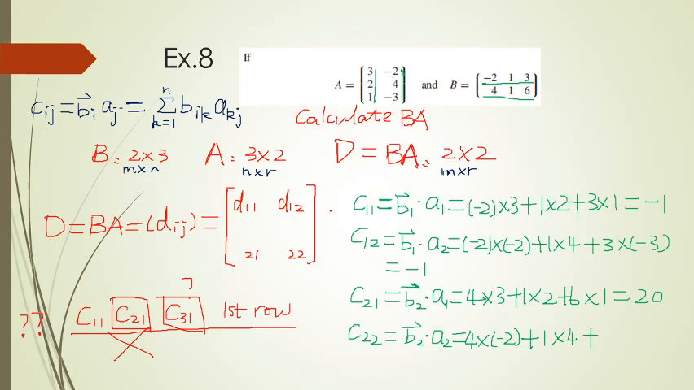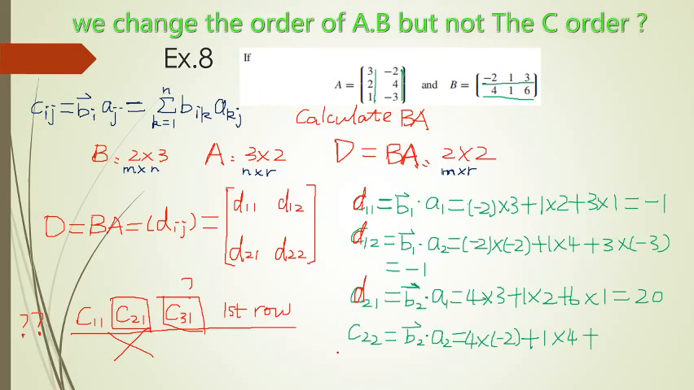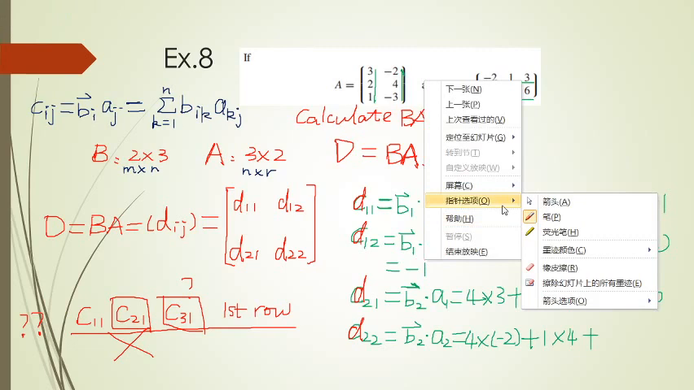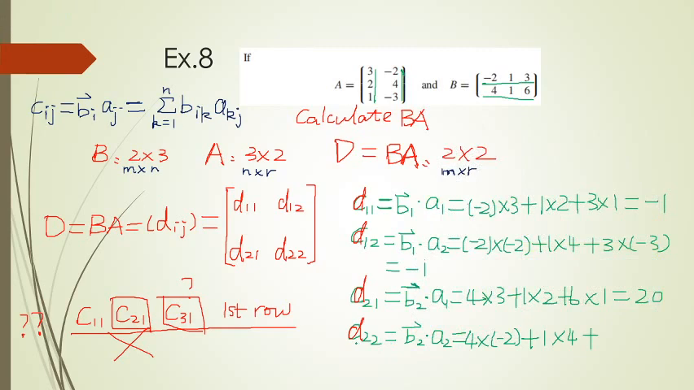We repeat the linear system, those matrices again and again. If you still feel confused with those two-digit subscripts, then you get trouble, okay? So that is D11, D12, D21, D22. Now let me finish here. So D22 is B2 times A2, 4 times minus 2, 1 times 4 plus 6 times minus 3. So finally will be minus 18, minus 26. So minus 26 plus 4, minus 22.